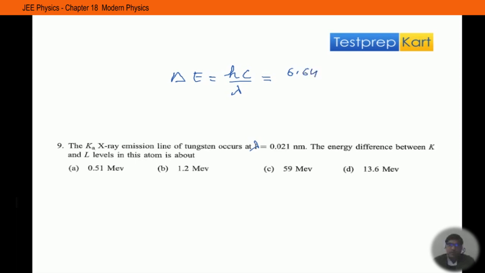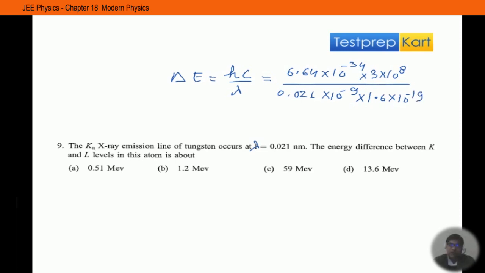this Planck constant, that is 6.64 into 10 to power minus 34 in joules. Okay, the speed of light is 3 into 10 to power 8, and lambda is given as 0.21 into 10 to power minus 9. And we'll get this energy in joules because we are taking Planck constant in terms of joules. Okay. So if you want to convert joules into electron volts, then divide by charge of an electron, that is 1.6 into 10 to power minus 19.